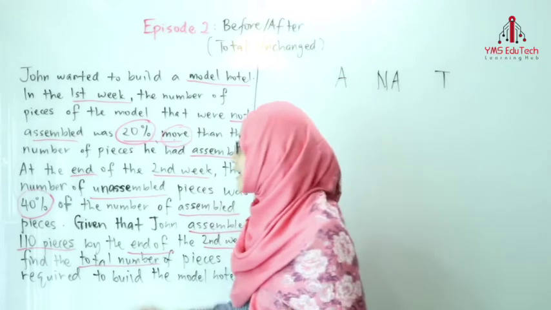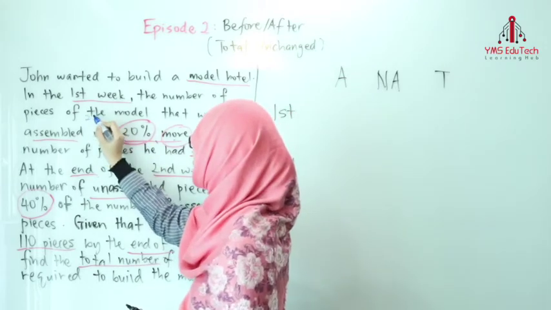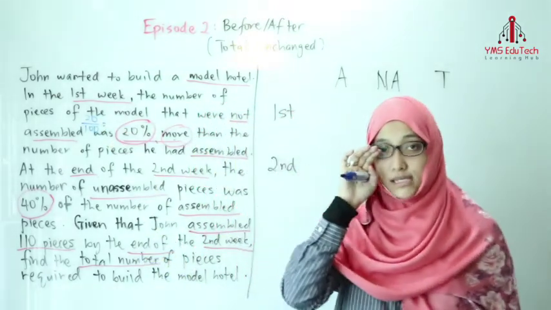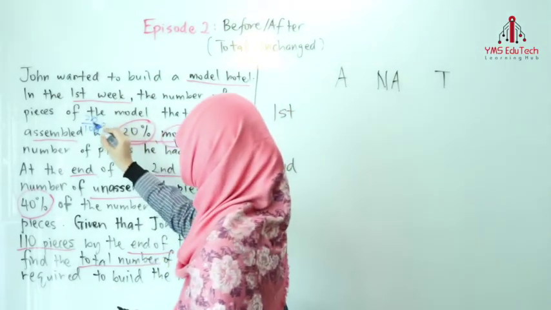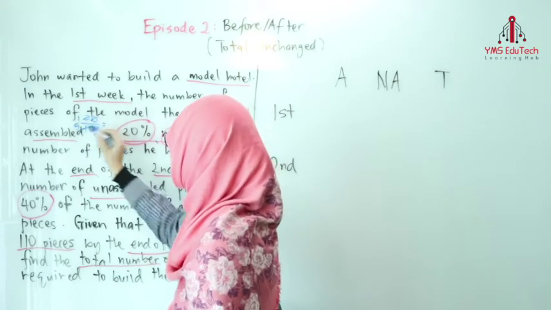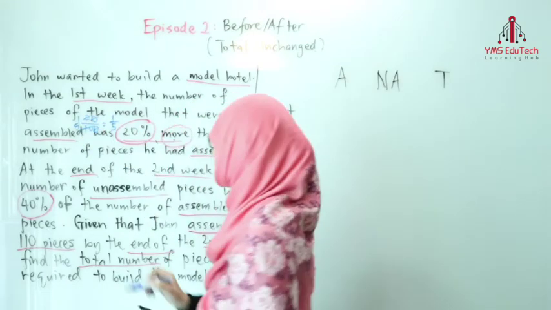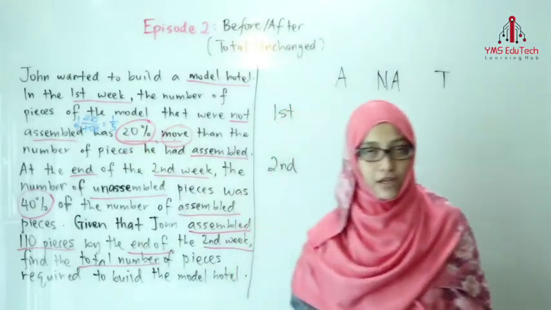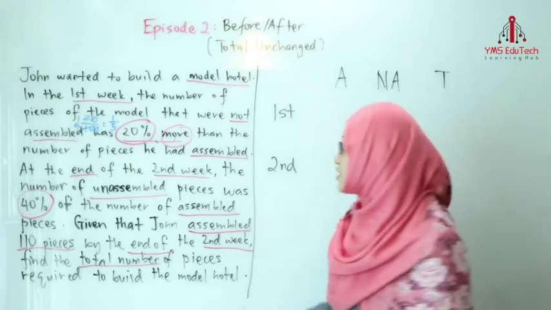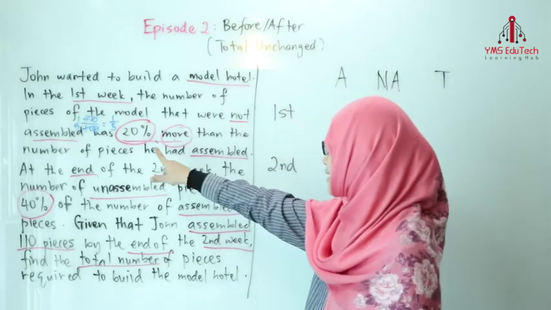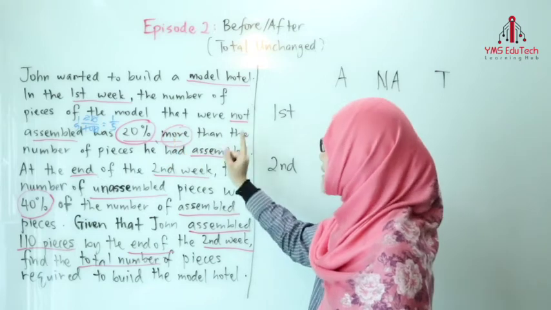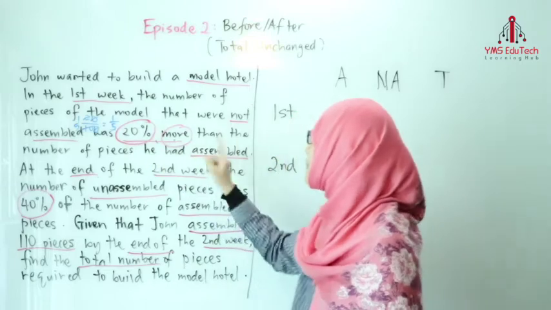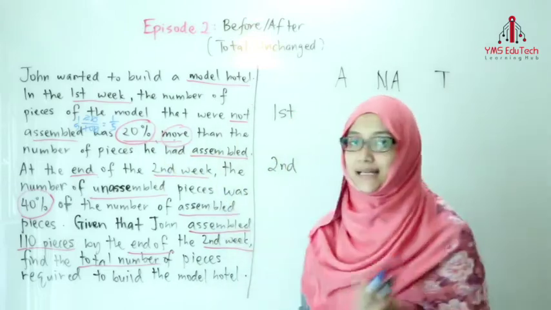Okay, so 20% when converted to fraction, that will be 20 out of 100. Change to lowest term, that will give us 1 out of 5. Okay, so we have 2 numbers here. We have 1 and we have 5. So which number belongs to which item? Let's read again. In the first week, the number of pieces of the model that were not assembled was 1/5 more than the number of pieces he had assembled.